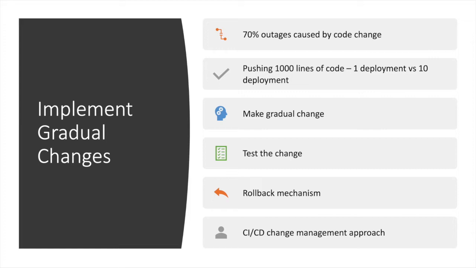Do not push big changes in one go, and also test before pushing to production. And we should also have a rollback mechanism in case there is some issue. Let's say you have pushed code to production and then there was some failure due to that code, then there should be some mechanism to roll back whatever you have pushed. For this, you can also use continuous integration and continuous deployment, a change management approach.